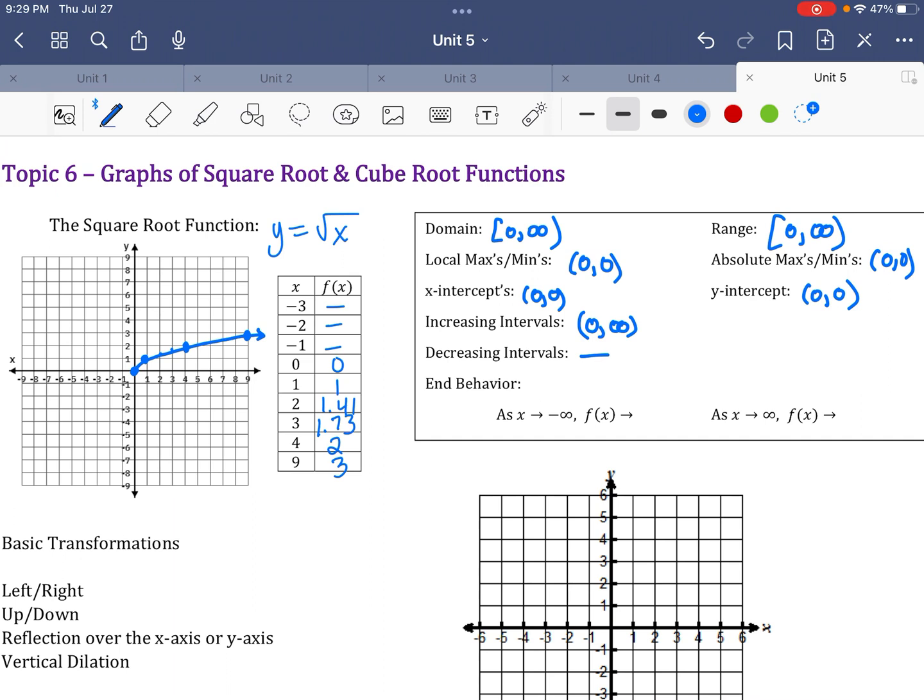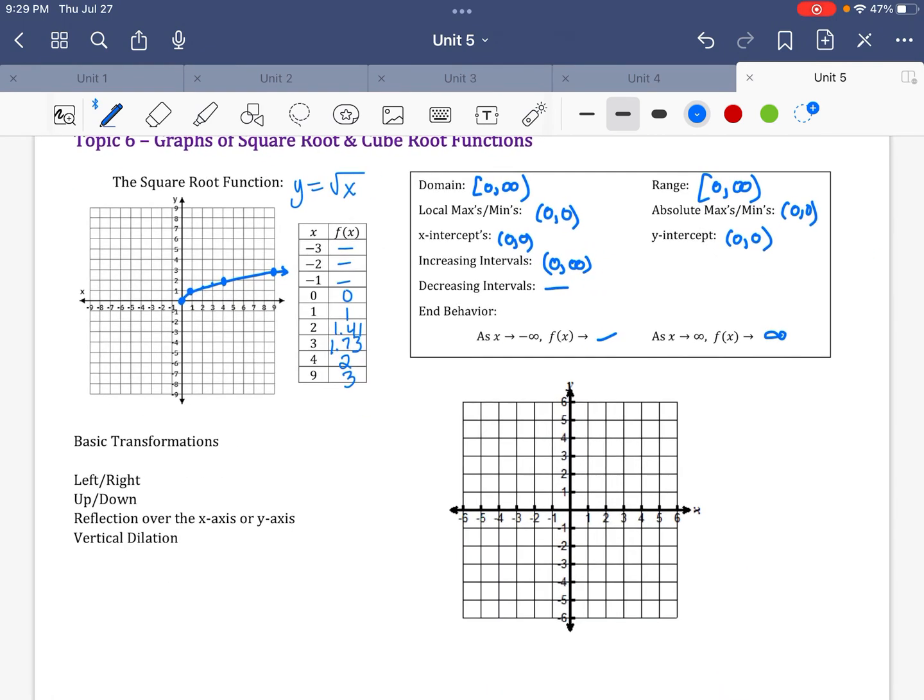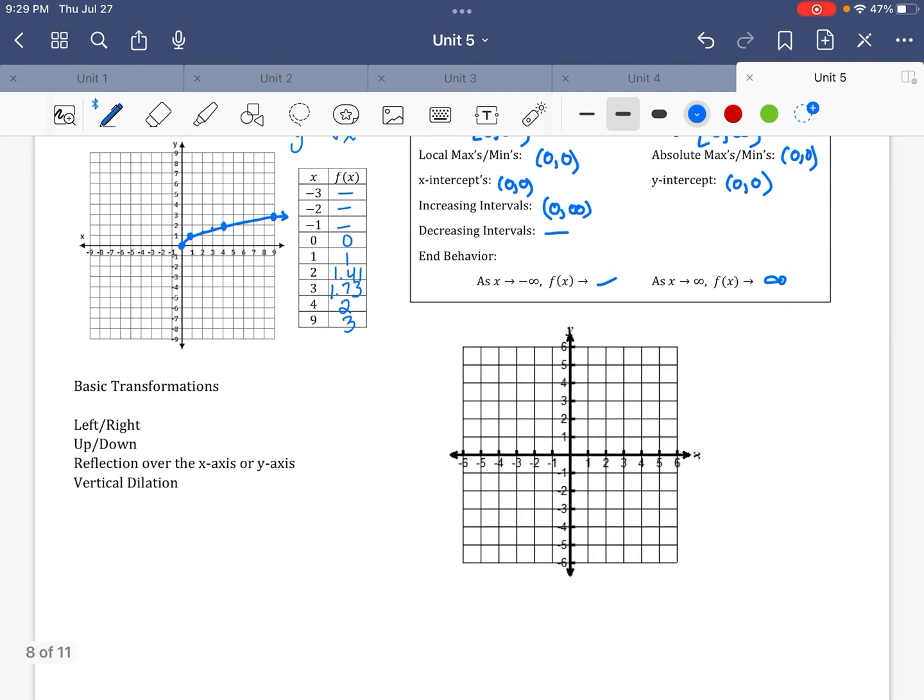And behavior. As x is going to negative infinity, well, the graph doesn't go to negative infinity, so you do not answer that one. If somebody said as x is going to 0, you could say, oh, as I come to 0, it's going to 0, but as x is going to infinity, this is going off to positive infinity.